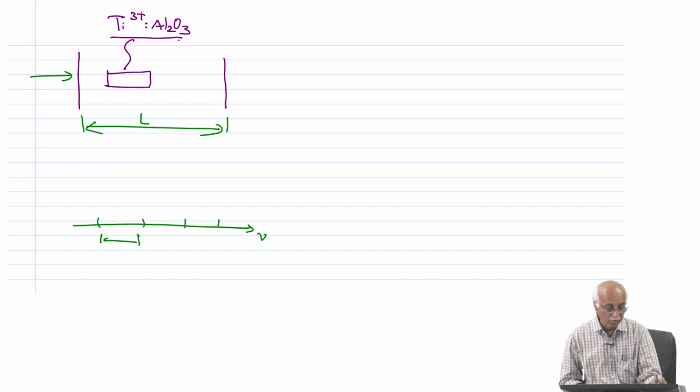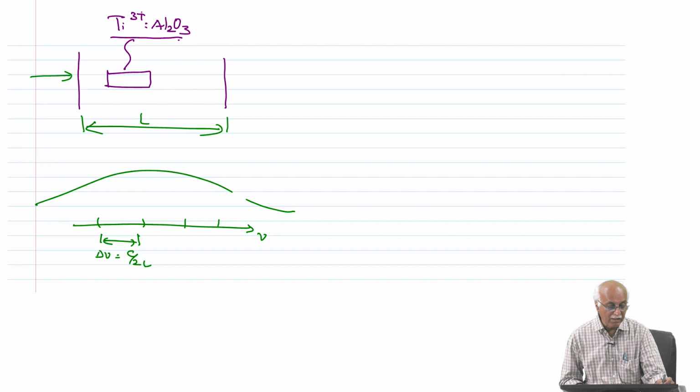The mode spacing, which is c by 2L, those modes which satisfy this will be able to oscillate, and the gain bandwidth is much wider. That means many of these modes will be able to oscillate in this cavity. They will all be able to oscillate. Hence, since the gain bandwidth is wide, many modes are going to oscillate.